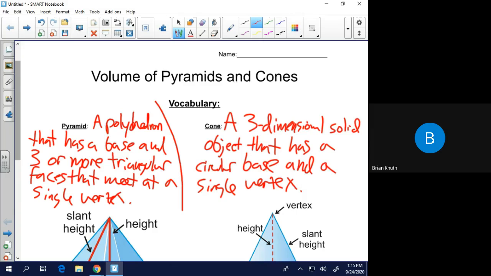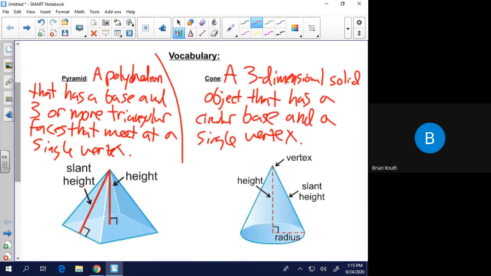Okay, so what do these words all mean? Scroll down here. Okay, here's our picture of our pyramid, and we have a couple things labeled here. We have the height of it. We also have the slant height. We label the slant height, but we actually won't be using that to solve for the volume. Okay, I'll explain that a little bit.